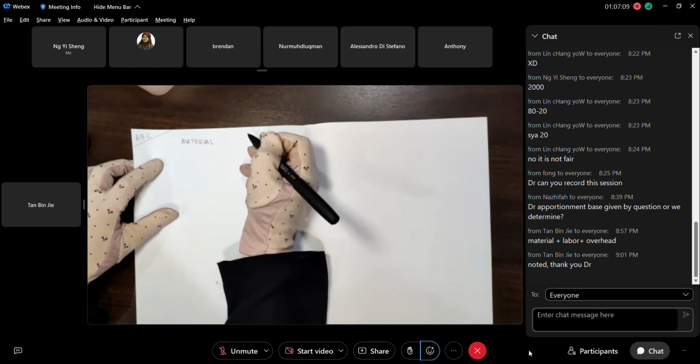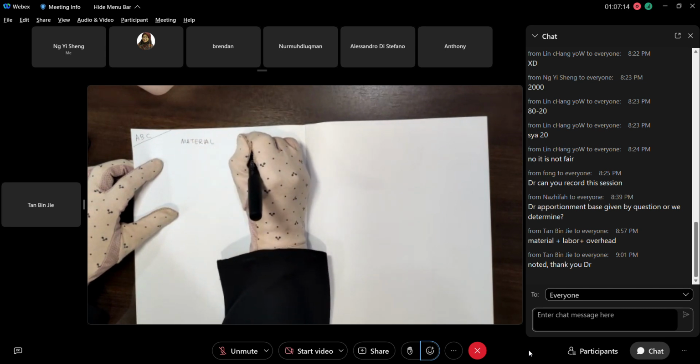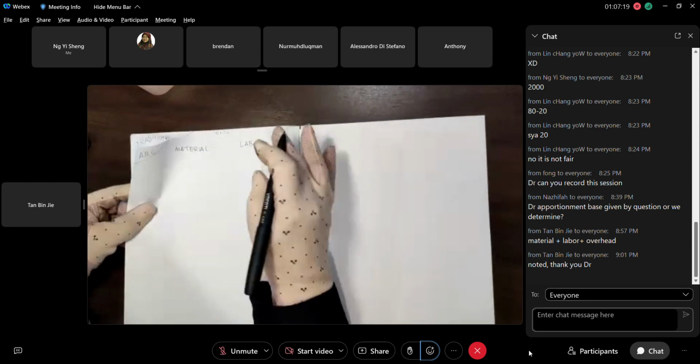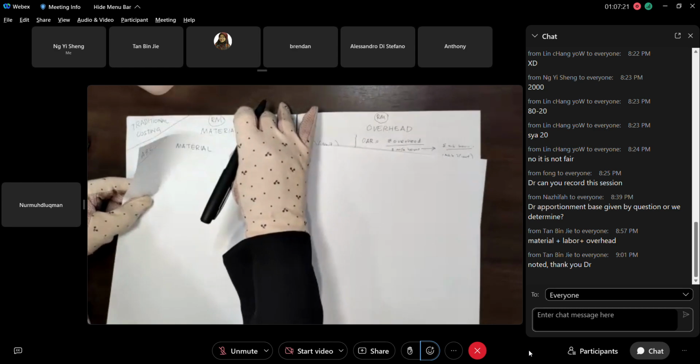Orang ada test ke hari ni? Ramai tak ada? Ada test ke? Tak ada, Doktor. Tak ada. Tengok foreigner seorang tak ada.